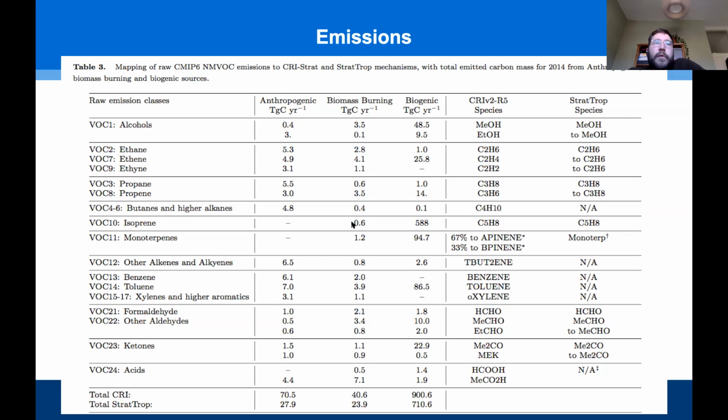And that's particularly true if you look at, say, the monoterpenes. These get mapped to alpha pinene and beta pinene in CRI-Strat. In Strat-Trop, they get lumped to this species, which is just called monoterp, which can form secondary organic aerosol, but doesn't engage in any oxidative chemistry. In fact, it's an oxidant drain. It can't contribute to ozone production. And so when you add all this together, there is actually quite a big difference in the total amount of reactive carbon which gets added to the CRI-Strat mechanism compared to the Strat-Trop scheme. So that's a tricky thing to work with there. Next slide, please.